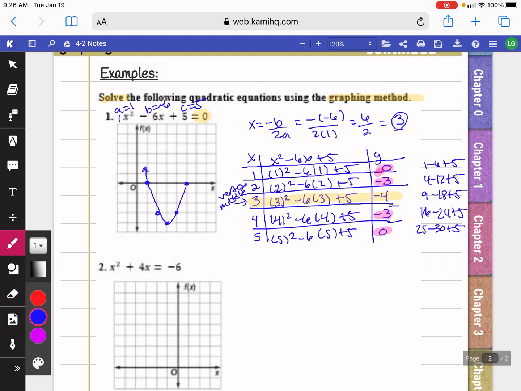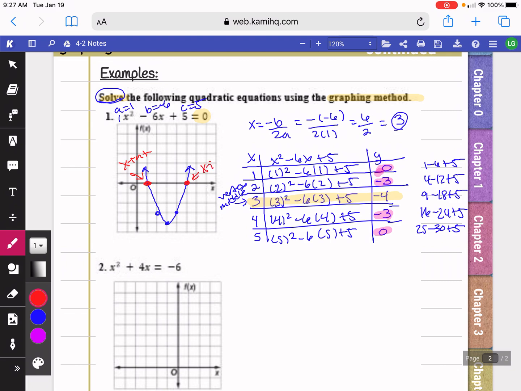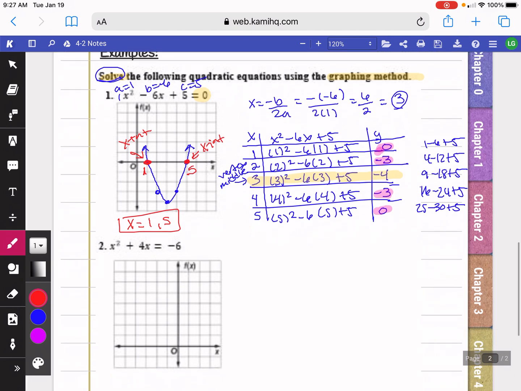Once you have your graph done, we're going to solve, and that's by looking for our x-intercept. So this one actually has 2 real solutions because it has 2 x-intercepts. One of them's at 1 and one of them's at 5. So my solutions are x equals 1 and 5. Those are the 2 numbers that if you were to plug them in for x in the equation, would give you 0 as your solution.